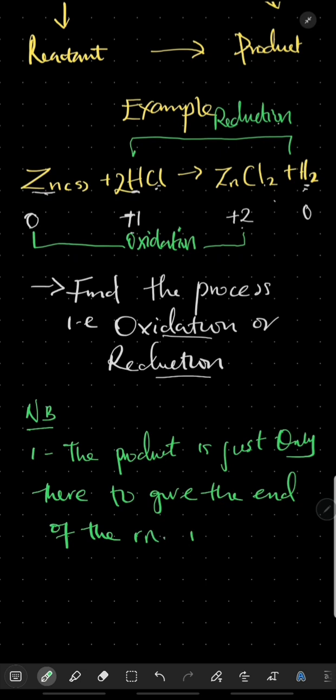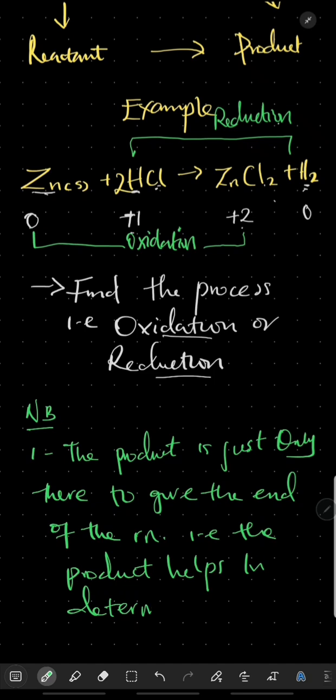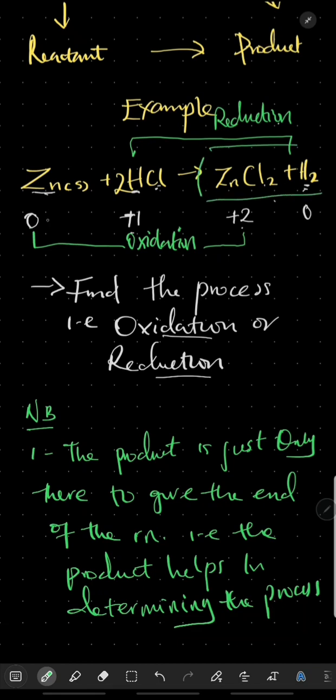In another word, the product helps in determining the process, whether it is oxidation or reduction. Now look at it. Assuming this product side is not there, I wouldn't have known whether zinc that is 0 later becomes +2, or hydrogen that is +1 later becomes 0. So it is very, very essential you understand.